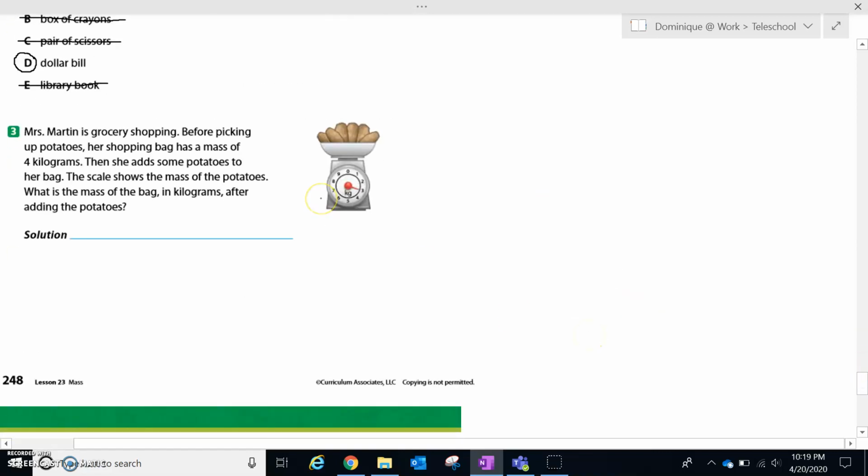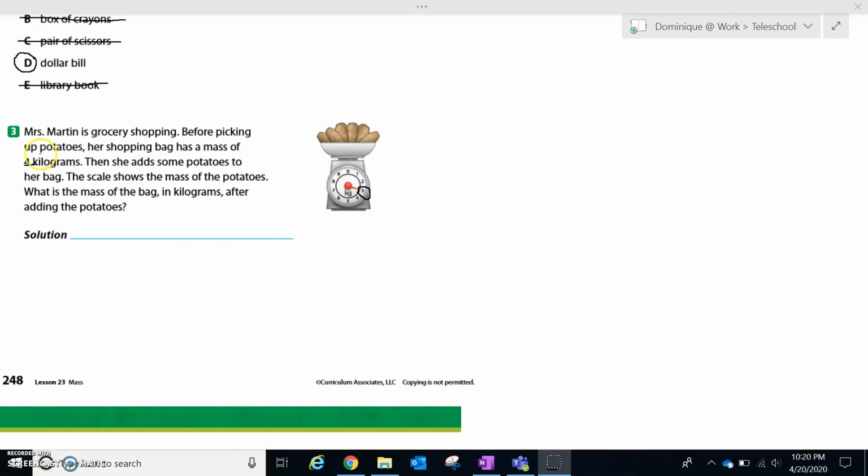Alrighty. Mrs. Martin is grocery shopping. Before picking up potatoes, her shopping bag has a mass of 4 kilograms. Then she adds some potatoes to her bag. The scale shows the mass of the potatoes. What is the mass of the bag in kilograms after adding the potatoes? So she started with 4 kilograms, right? And if we look, she's added her potatoes, and now they're at 3 kilograms.